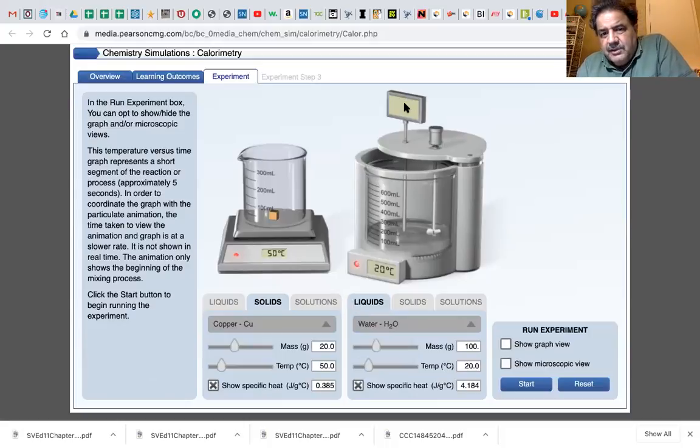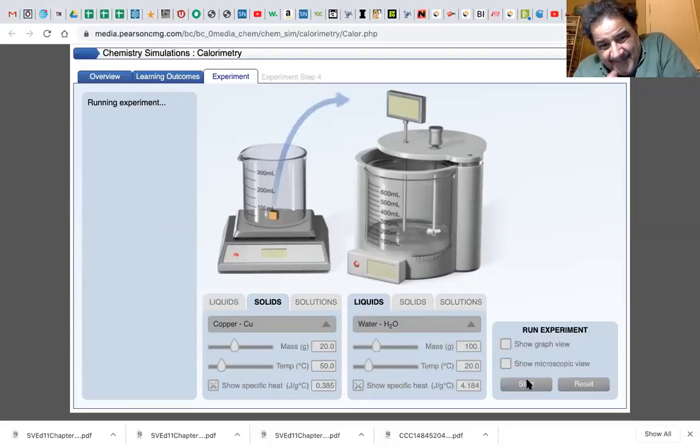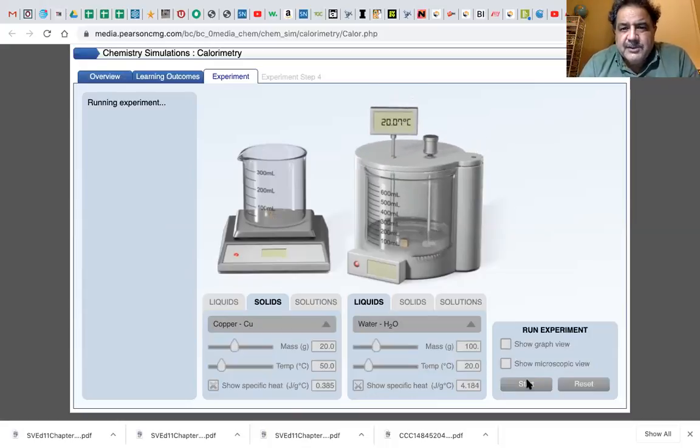You'll see the stir, and notice that when the lid closes, the water will start at 20, and it's going to go up to some value. I already know the value because I've already run the experiment. But let's see what it is. Let's start. Notice the thermometer, it starts at 20 and it immediately starts going up. Why? Because the heat from the copper is transferring its energy to the water.